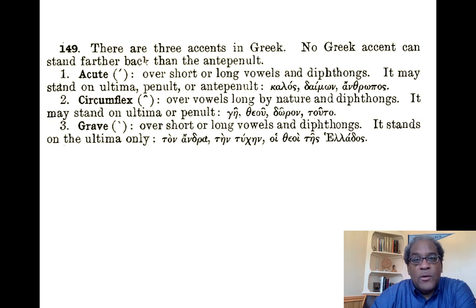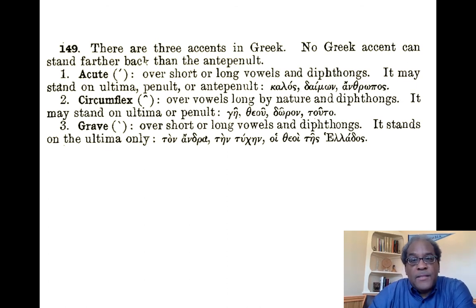Now, as we saw earlier, there are 3 accents in Greek. No Greek accent can fall further back than the third from the last syllable. So you have the acute over short and long vowels and diphthongs, and it may stand on either the ultima, the penult, or the antepenult: kalos, daimon, anthropos. And it represents a raising of the voice.